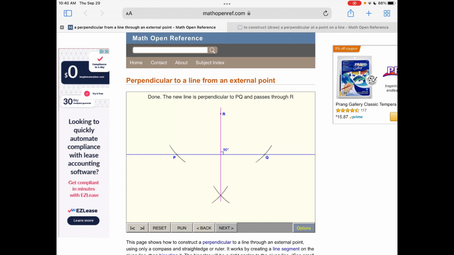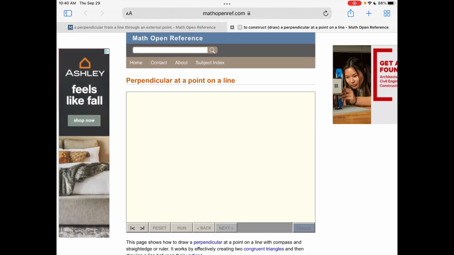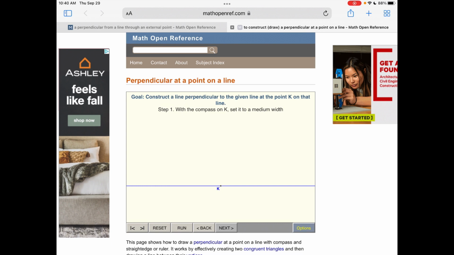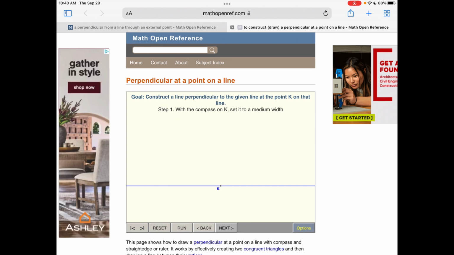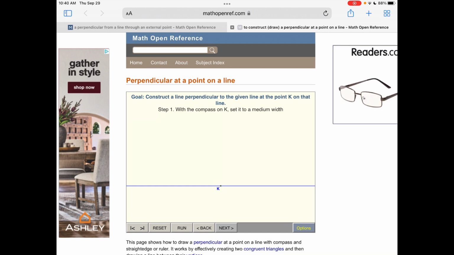Now, what if we would like to make a perpendicular line, but this time we want to make it through a point that's already on the line? So this time, like last time we were saying, okay, we want to make this perpendicular through this point that's not on the line. Now we're going to say, how do we do this through this point that's already on the line?